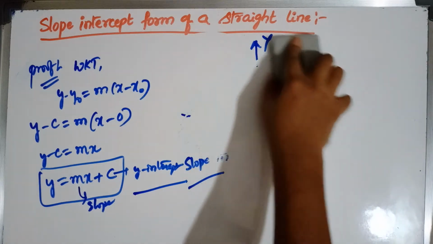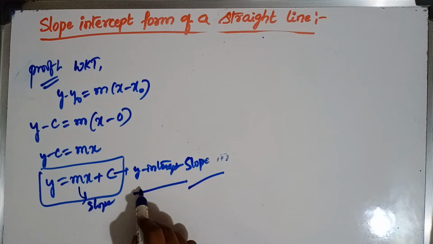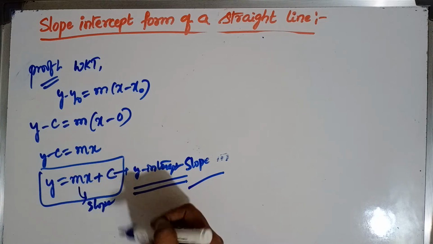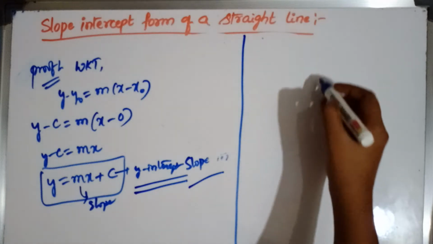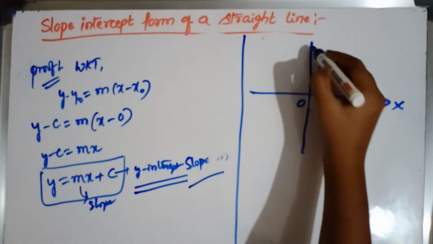Let us see. This is the equation of the line when the line intersects the y-axis at some distance c above the origin, that is, when the line makes a y-intercept. Suppose the line makes an x-intercept, then what will be the equation of the line?